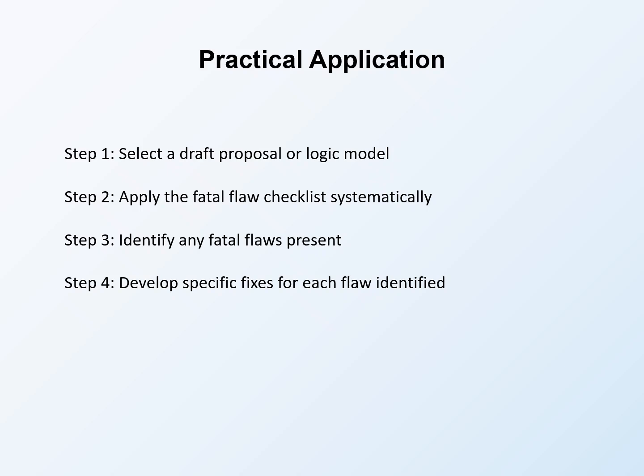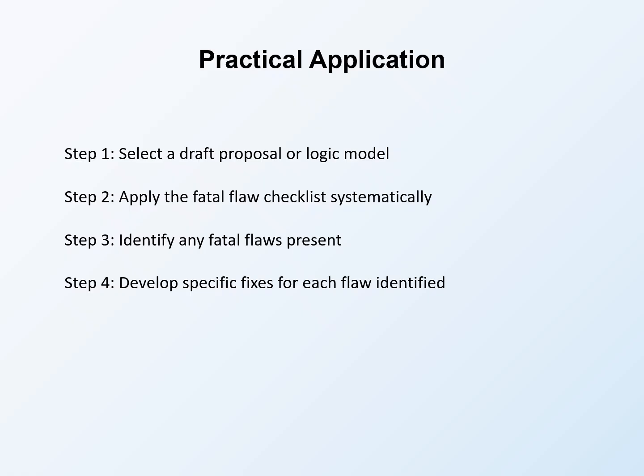Here is a practical exercise to apply what you have learned. Step 1. Select a draft proposal or logic model you have been developing. This could be from earlier exercises or actual grant development work. Step 2. Apply the fatal flaw checklist systematically. Check for aim independence, metric clarity, target feasibility, and logical connection.